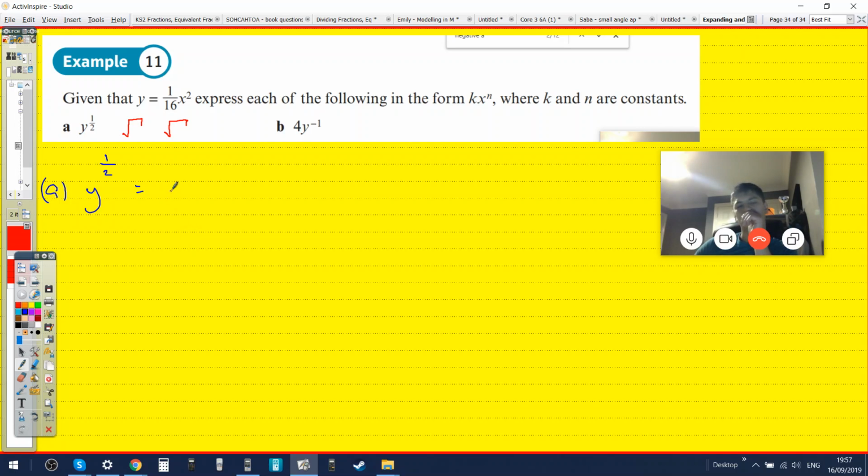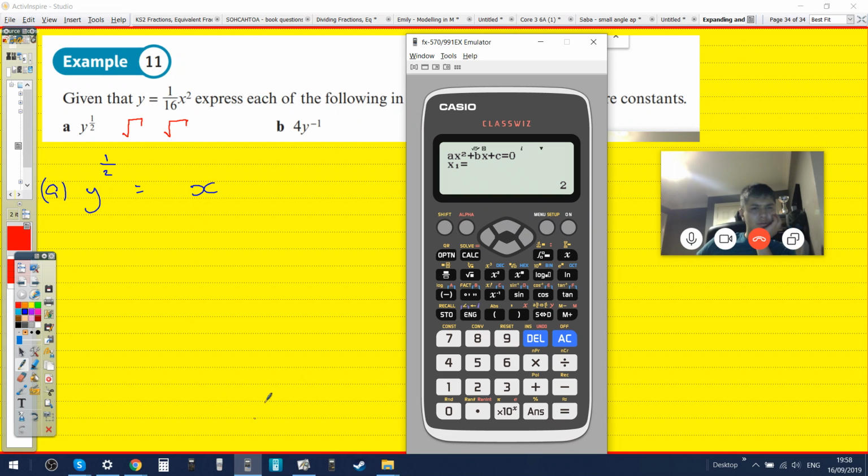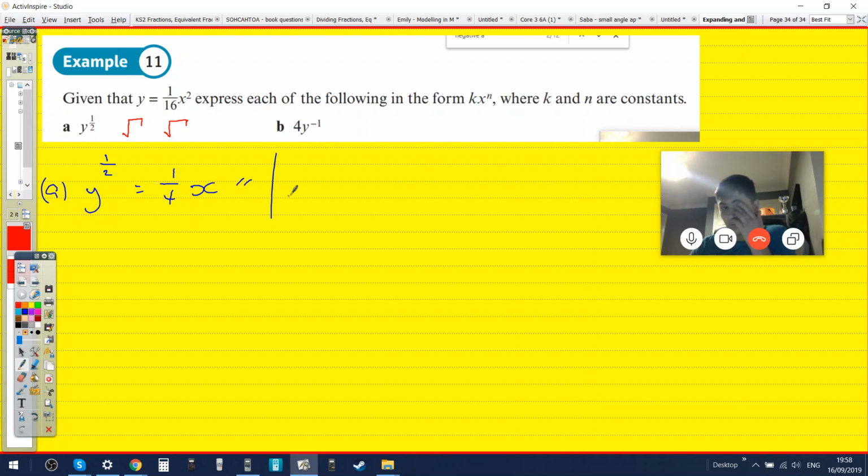So that'll be y equals 1 over 16 x squared, and then is that 1 over 32x? So the square root of x squared is x, the square root of 1 over 16? Is it 1 over 32? No. Calculator. Oh, a quarter. Yeah. So you can always just use the calculator. Okay. Similar idea, part B.